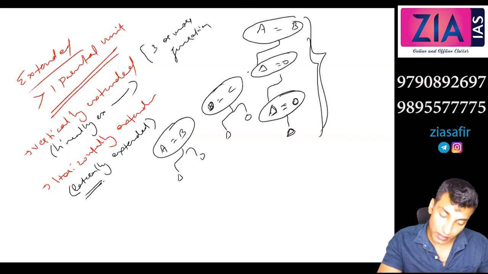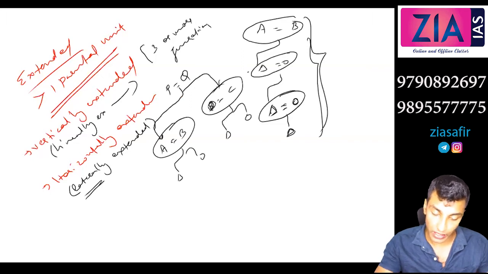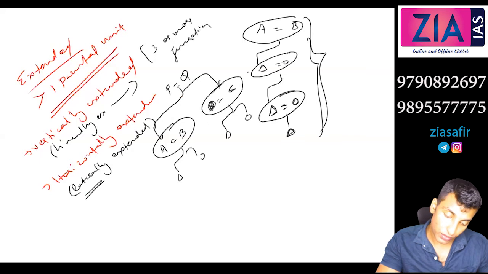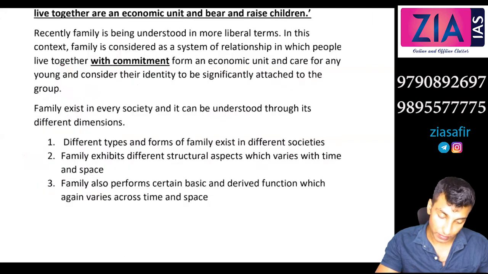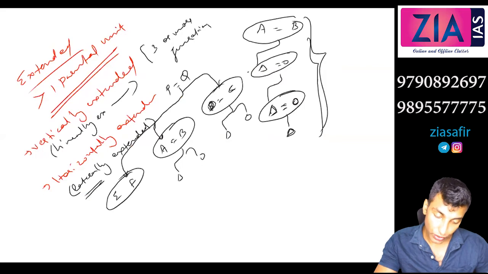So it may be the sons and daughters of P and Q. P and Q married and they got this child A. A got married to B, and like this. D also is the child of P and Q and got married to C. One more you can add if you want, E, F. So you can see this is horizontal extension.